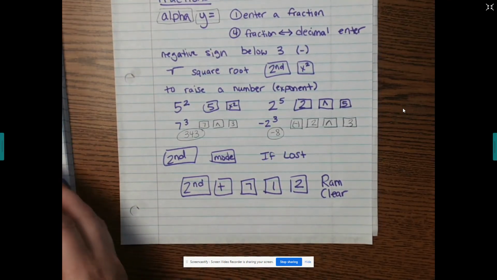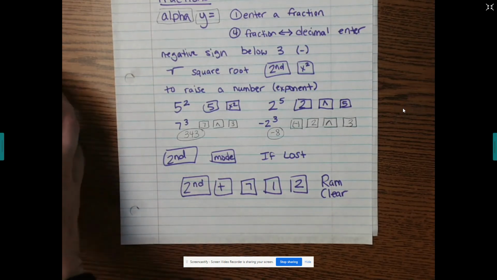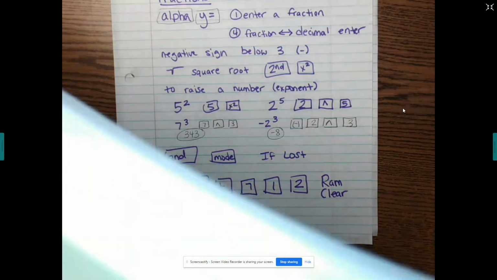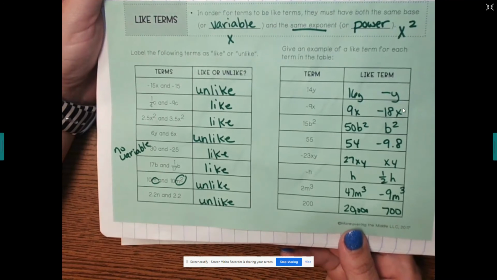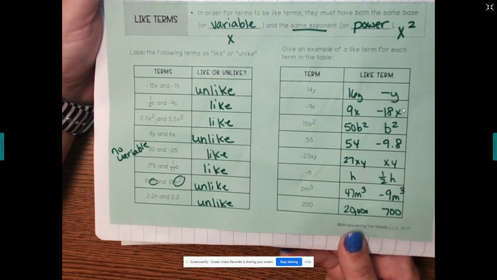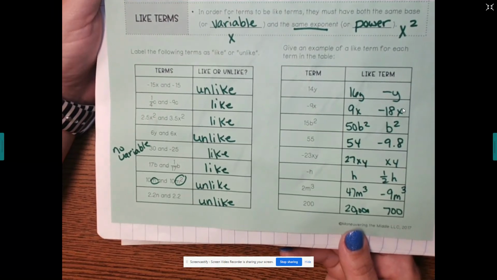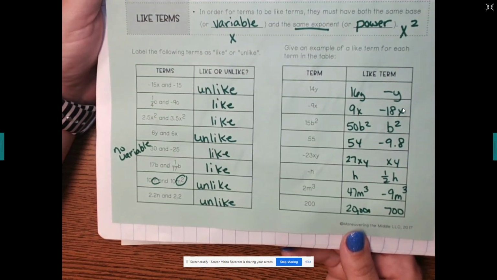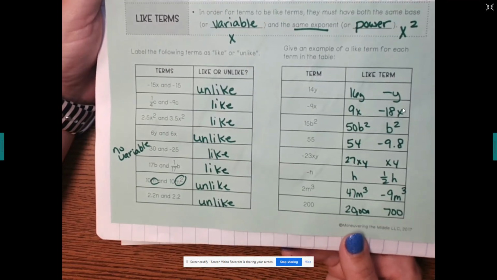I teach 8th grade, so yours might be a different color, but we use the same paper. Mine's green. It was this sheet where we looked at things being alike. I can only combine things that are like. I'm not putting a liquid and a solid. Well, I guess that's not a very good example. You can only combine things that are alike.